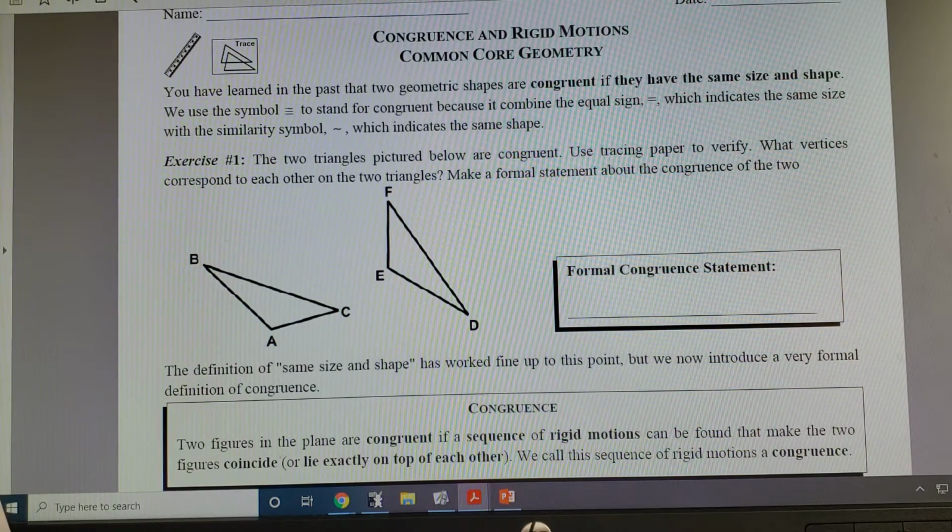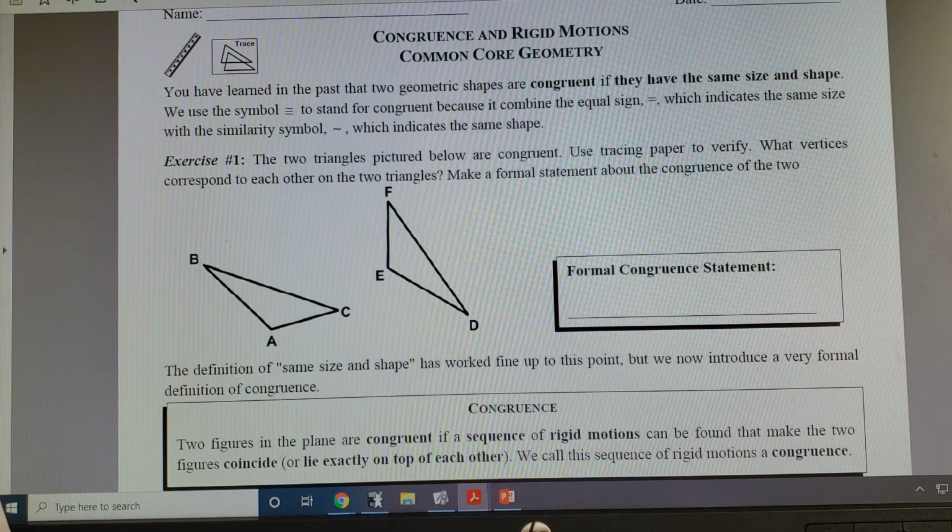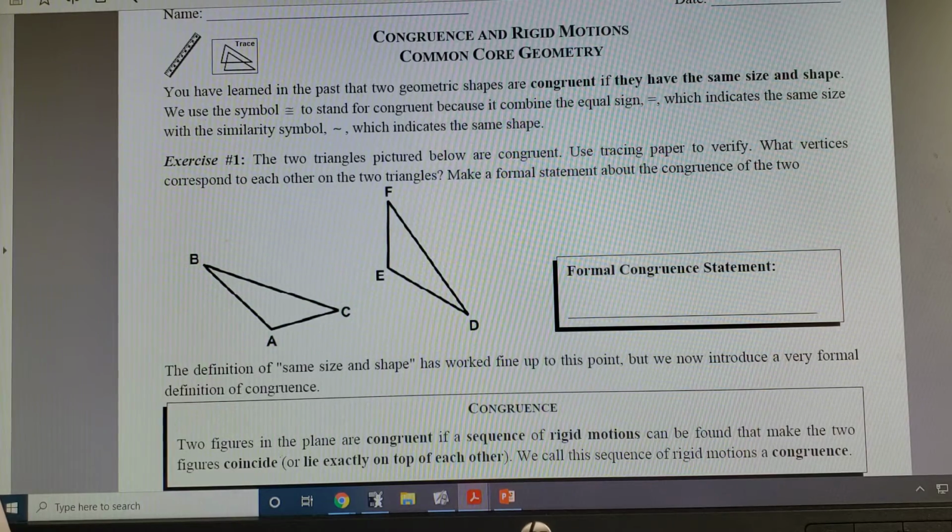In exercise 1, the 2 triangles pictured below are congruent. Alright, so use tracing paper to verify what vertices correspond to each other on the 2 triangles. Make a formal statement about the congruency of the 2 triangles. Okay, so what I want you to do, Casey, is I want you to trace triangle ABC and label the vertices, or the angles A, B, and C. And let me know if you need any tools.